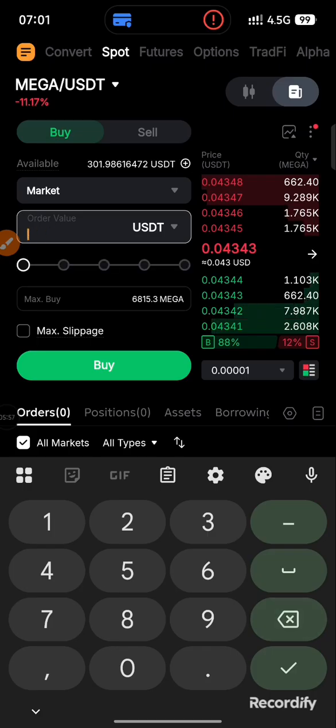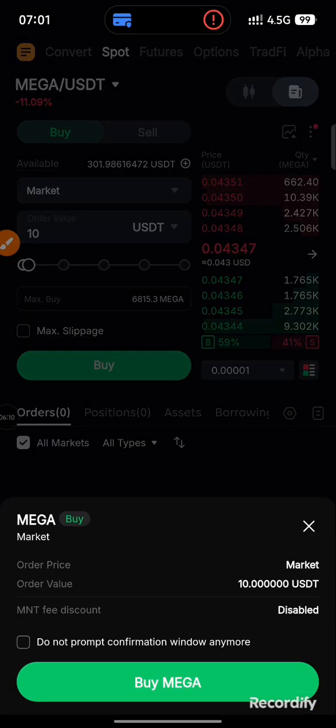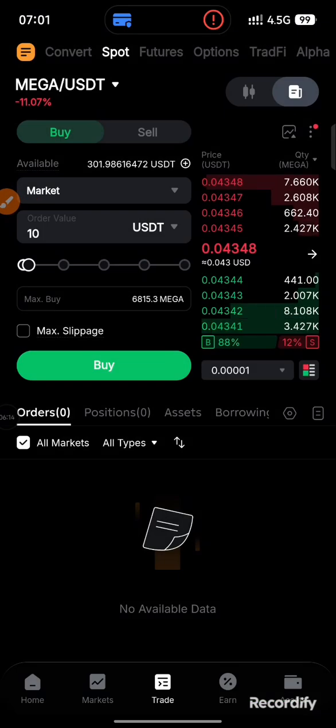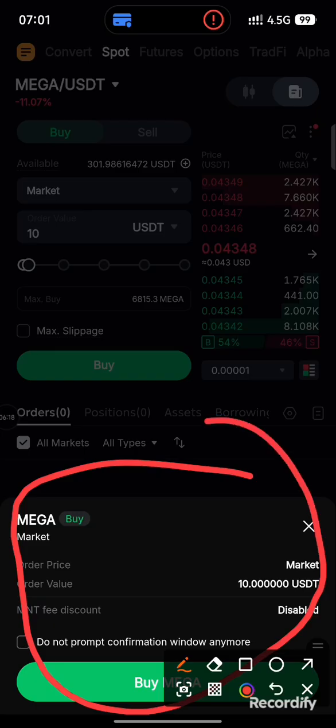Okay, so I'll input this 10 USDT straight, and I want to buy at market price. All right, so I'll click on buy now. So the moment I click on buy, it's going to take me to this particular review that gives me an idea of what exactly I am doing.